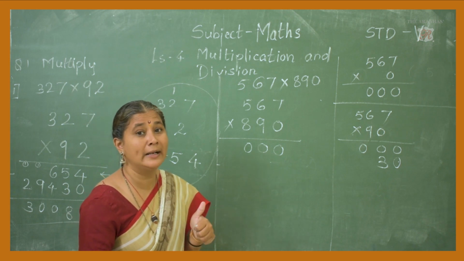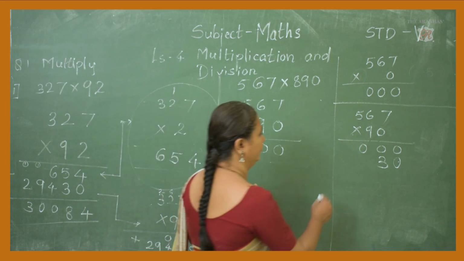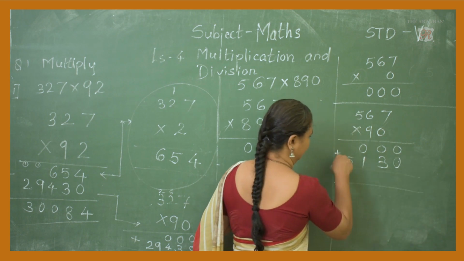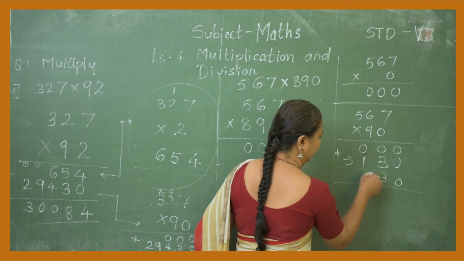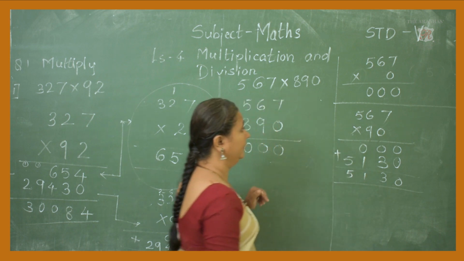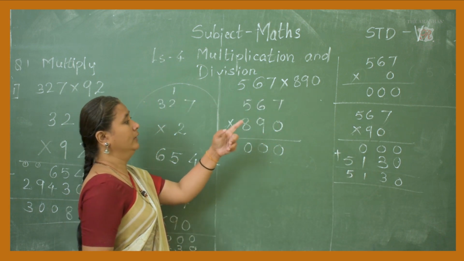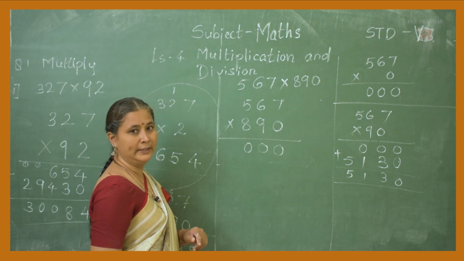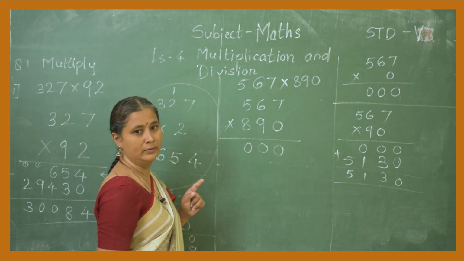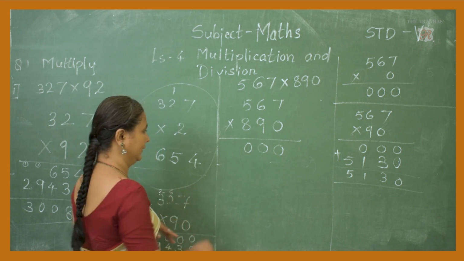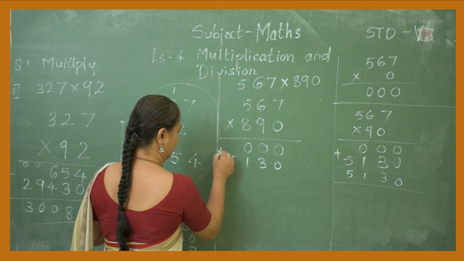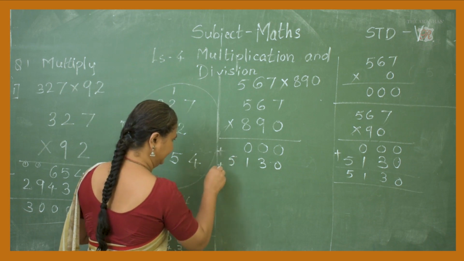Okay, 6 we have to add now. So the number is 51. Do the multiplication, do the addition. 0, 3, 1, 5. It means when we multiply 567 by 90, what answer are we getting? 5130. So write it with the unit place value number there.